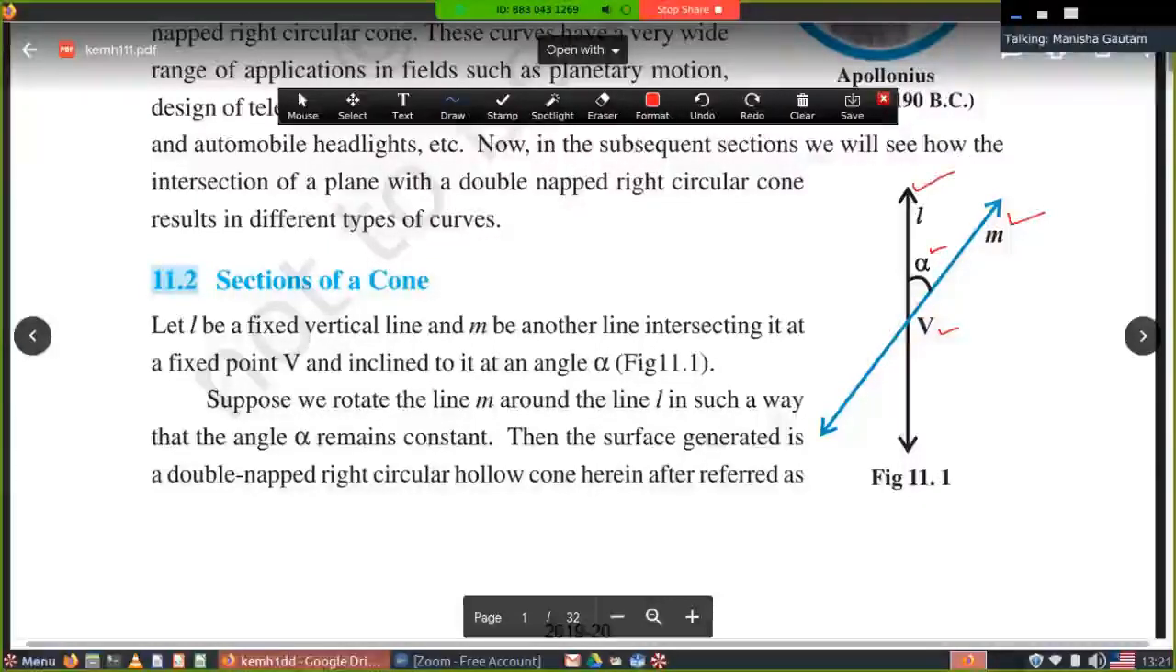Here in this topic, M is known as the generator and L is known as the axis of the cone, because when we rotate M by fixing line L, then you will generate a cone. L is fixed, and rotating M, you will get a cone. And you will get napped cones. Napped cones means what? Overlapped cone.